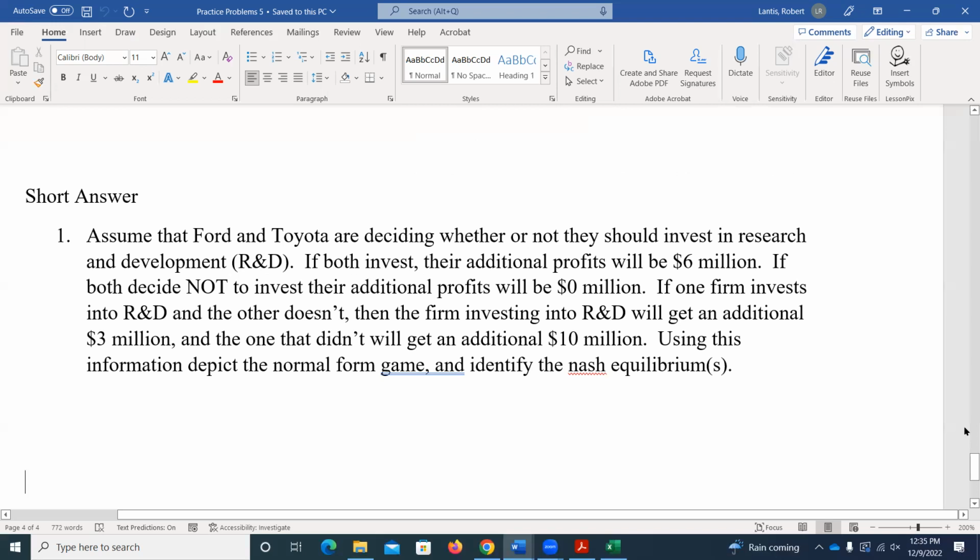Player one, player two, there are two choices, right? And then given the combinations of these different choices, what are the payoffs? Okay.